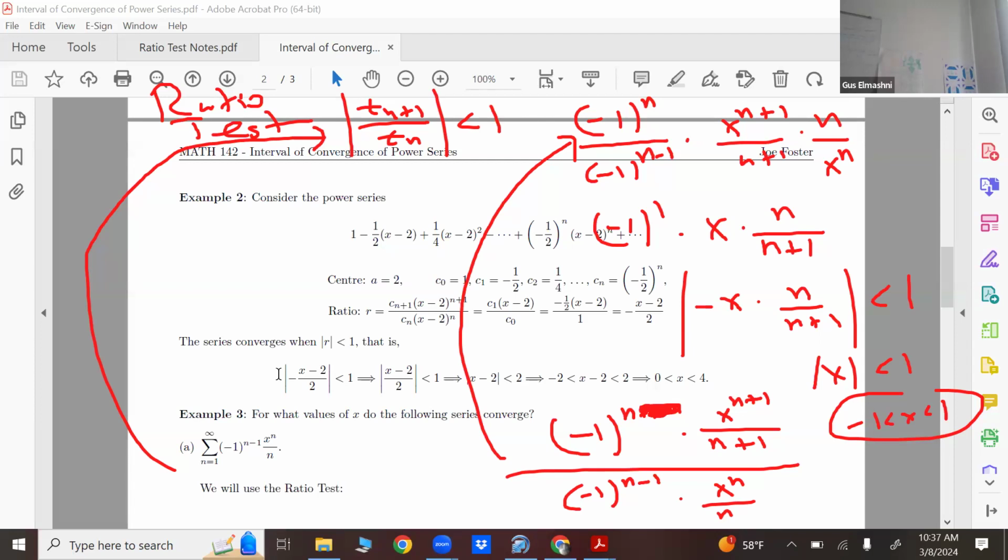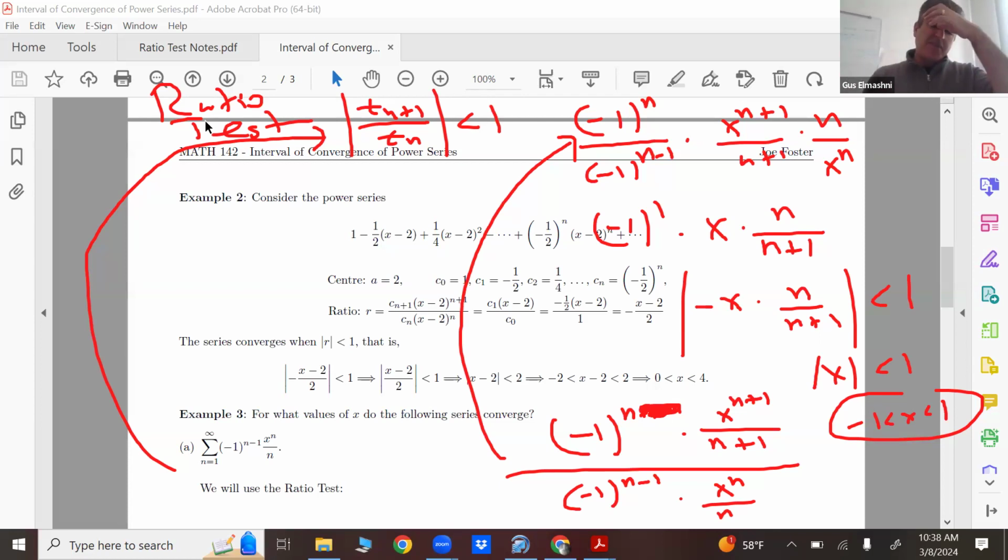Just to clarify the radius of convergence: the interval of convergence is basically what values of x you're allowed to use to guarantee that the series converges. And the radius is simply from the center to either endpoint.